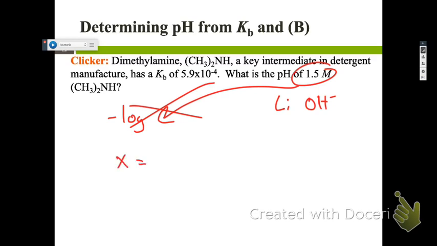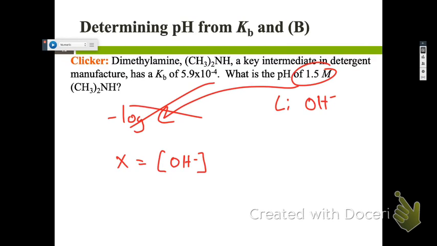But here's where most people get lazy or just forget. They get stuck in a habit. They say x is going to be the concentration of H plus ions, right? If you write out an ICE table, what is x in this case? If you're using Kb and you write out your Kb expression, then what you're going to solve for x is the concentration of hydroxide ions.